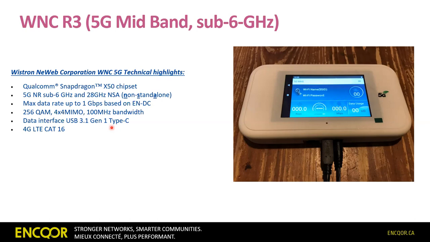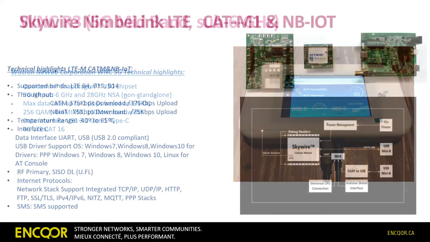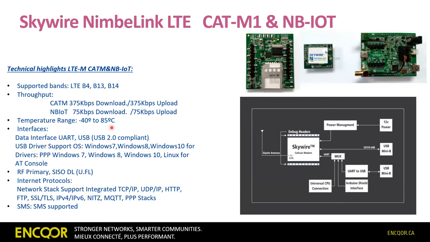The specifications are available in the hub with the tier one. If you have any question, you can ask us or ask the tier one guys there in the hub. Skywire Nimble Link Cat M1 NB-IoT. This kit is available for whoever needs it. If you are testing Cat M1, NB-IoT, we will provide you with the SIM card connected and ready for you.